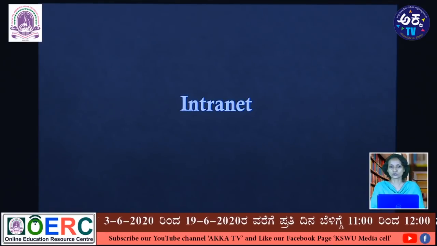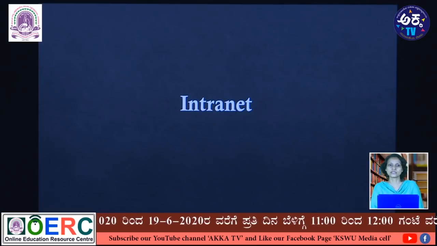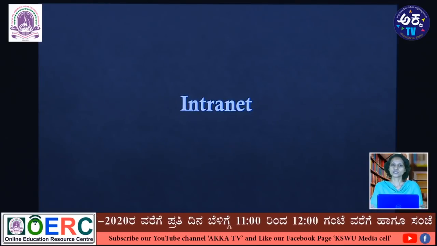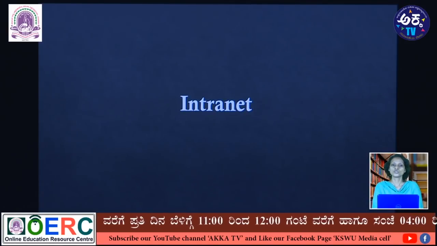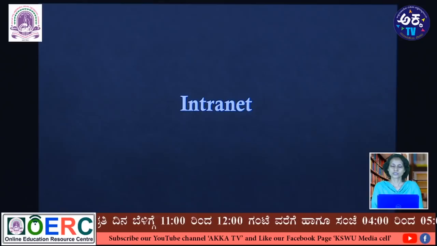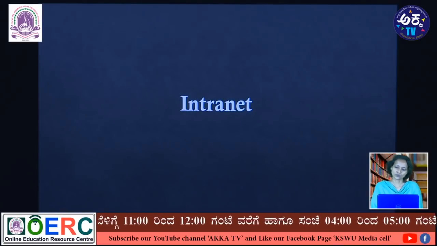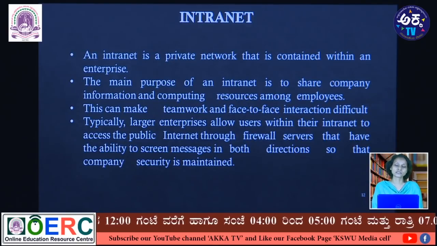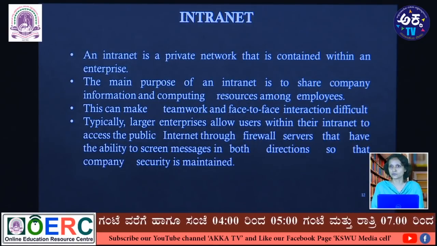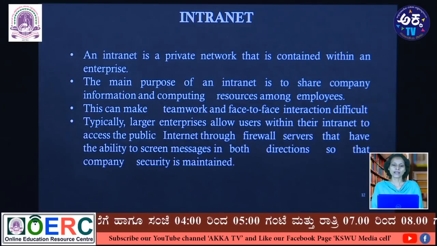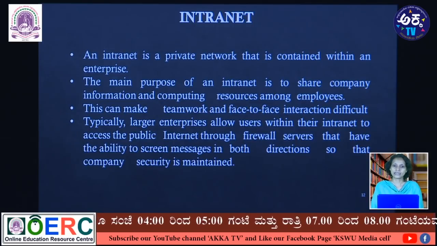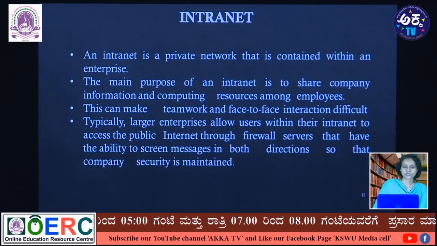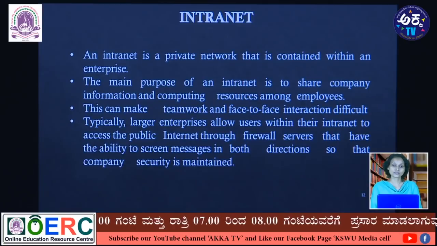Now we will come to our next topic, which is intranet. Exactly opposite to this, it is an interconnection of networks which is limited to a certain geographical distance. That means this intranet is a private network that is owned by a particular company or any organization, any college or any business person. So this is what is called an intranet.